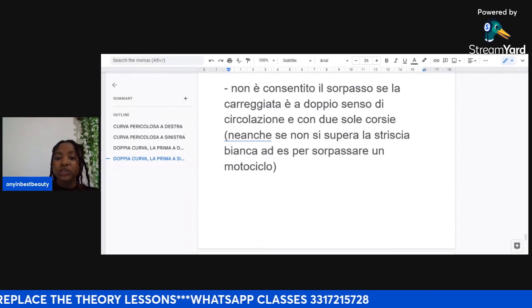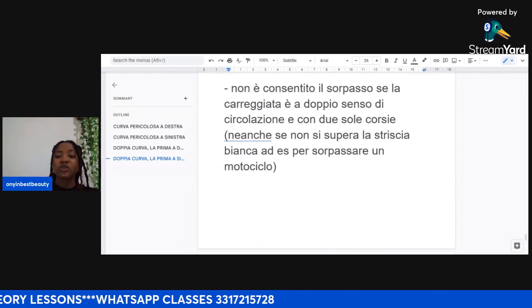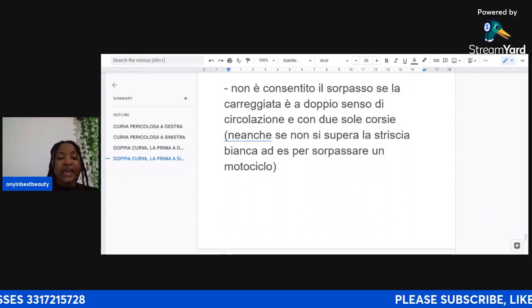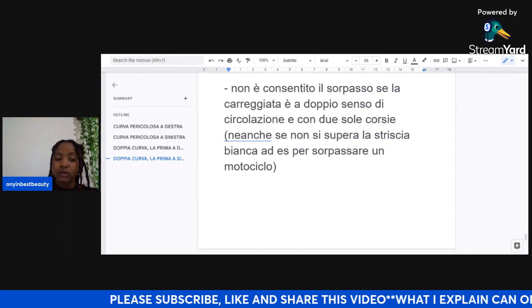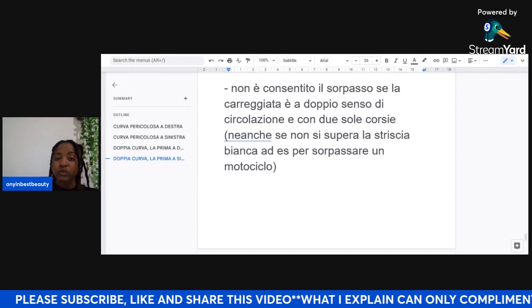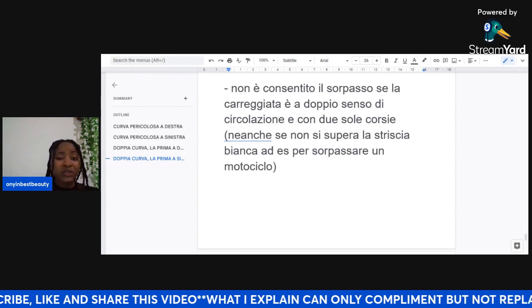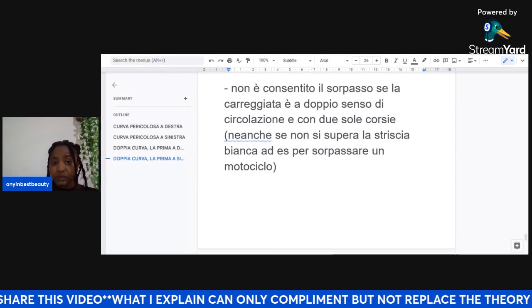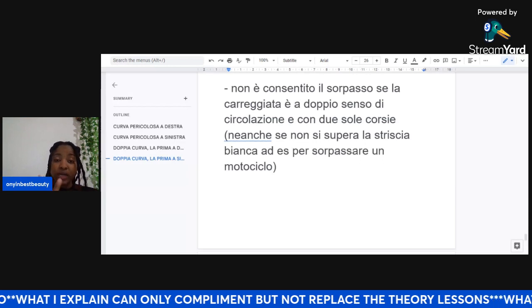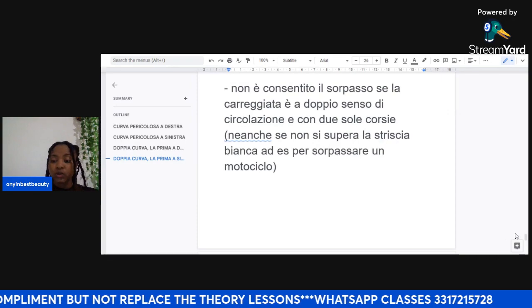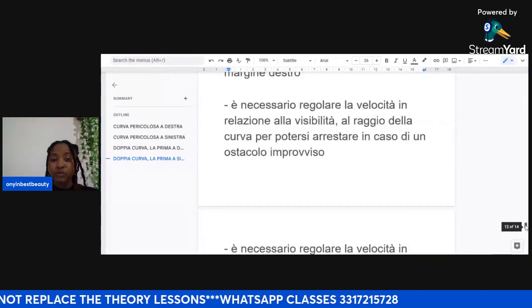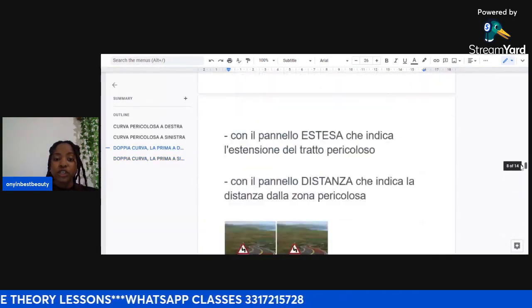Lastly, non è consentito il sorpasso, se la carreggiata è a doppio senso di circolazione e con due sole corsie, neanche se non si supera la linea bianca, ad esempio, per sorpassare un motociclo. Now, you're not allowed to overtake on this kind of road. Carreggiata, we get two lanes. Two lanes, those who are coming are using one, those who are going are using one. You are not allowed to overtake on this road, even if you will not go beyond your strisce bianche.